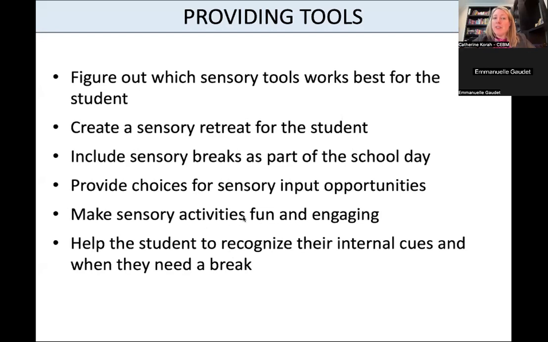Making a sensory activity fun and engaging for them, helping the student recognize their internal cues as they're trying different things and seeing what works and what doesn't, and to help them discover to the best of their abilities if they need the break or not. Please keep in mind that some students, no matter how much you've tried, given their immaturity or their impulsivity, have a really hard time recognizing they need a break. And so can we be that inner compass for them to tell them when they need that break?